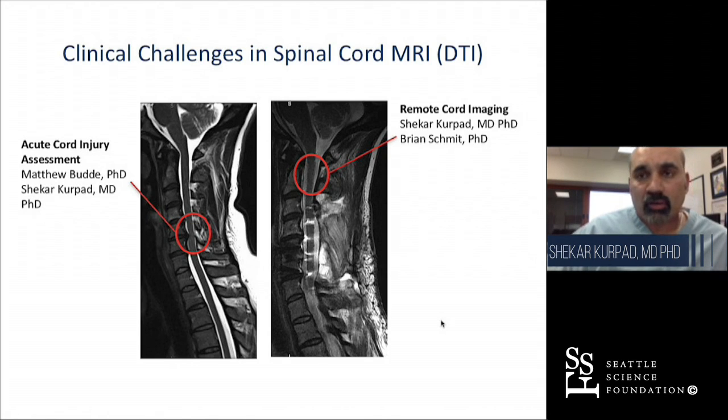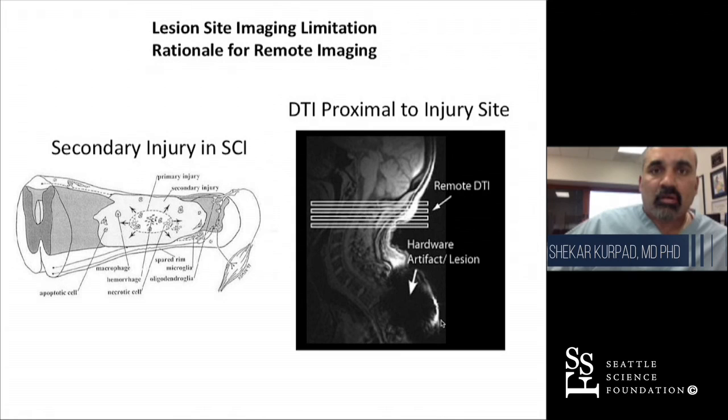I will talk about the one on the right side first, which is the remote cord imaging, and then follow with some comments about acute cord injury assessment. So the rationale for remote imaging is predicated on a model well described by Dr. Fehlings and Tator in Toronto of secondary injury in spinal cord injury.